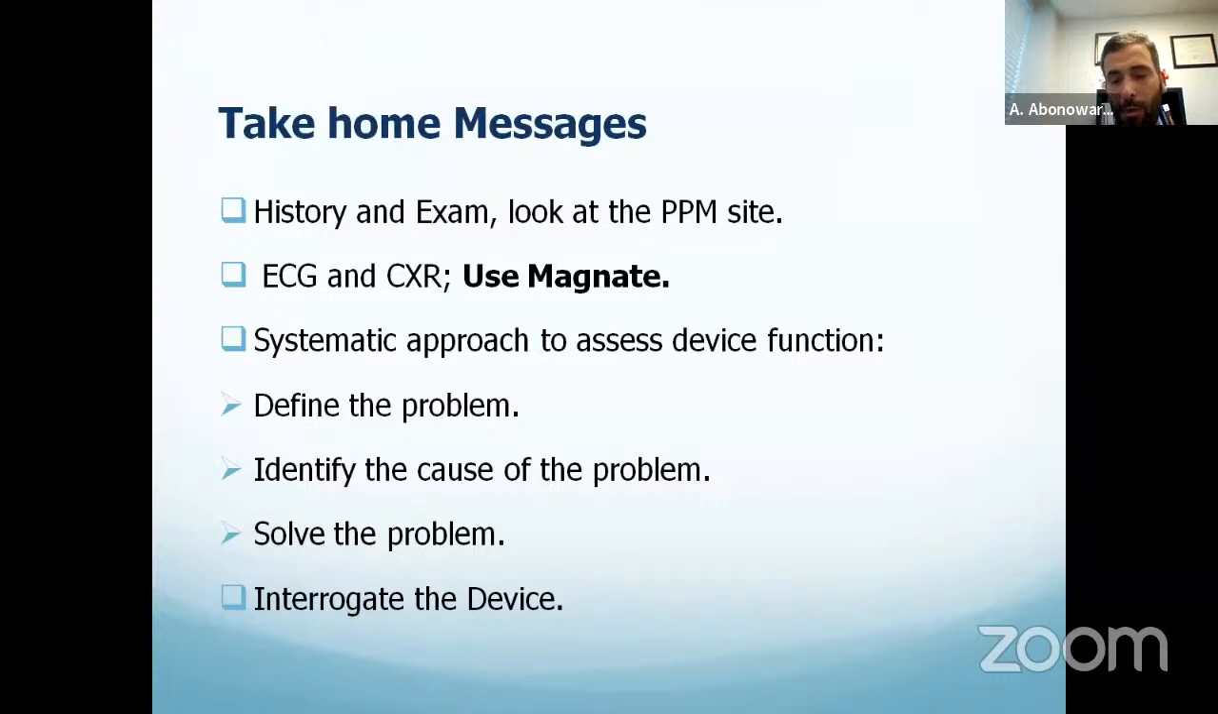And for a systematic approach to the function, always define the problem, identify the cause of the problem, and then solve the problem. Always ask for help from cardiology. And pacemaker interrogation is the gold standard approach for that, to know what's going on. So you can call the clinic and get the pacemaker interrogation done to help you with the diagnosis and confirmation. Then from there, you decide which way you'll go for the management.